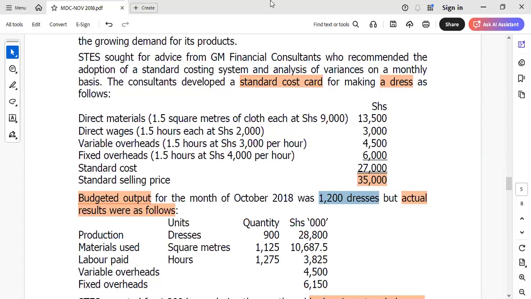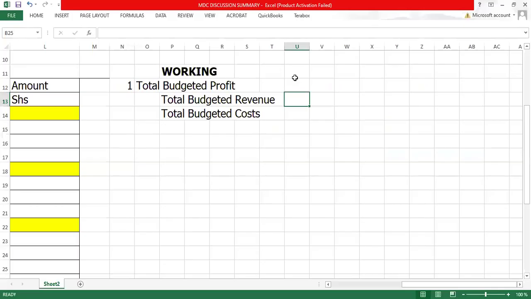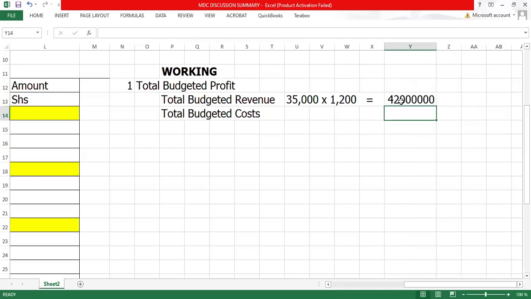So for me to get total budgeted revenue, I simply get the selling price, which is 35,000, times the number of dresses, 1,200 dresses. What do you get? This is 35,000 times 1,200, and that's what I have.